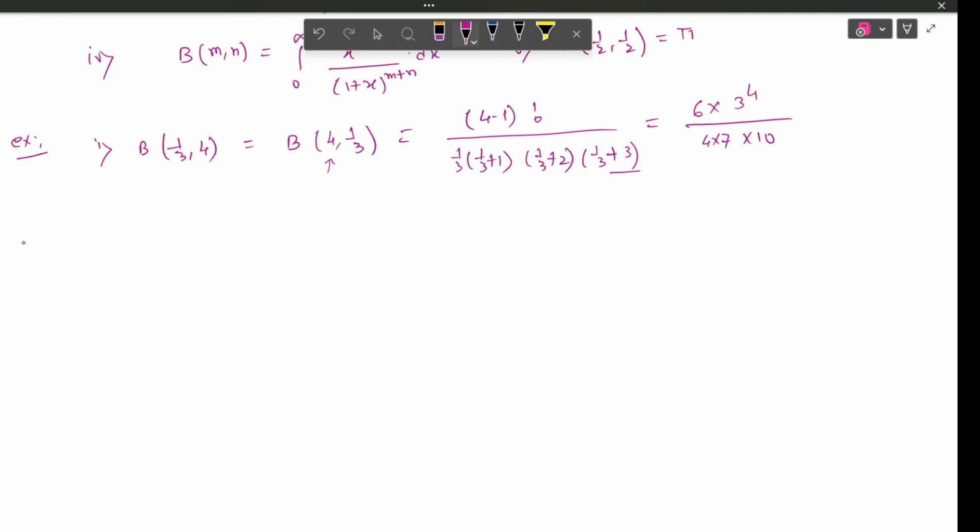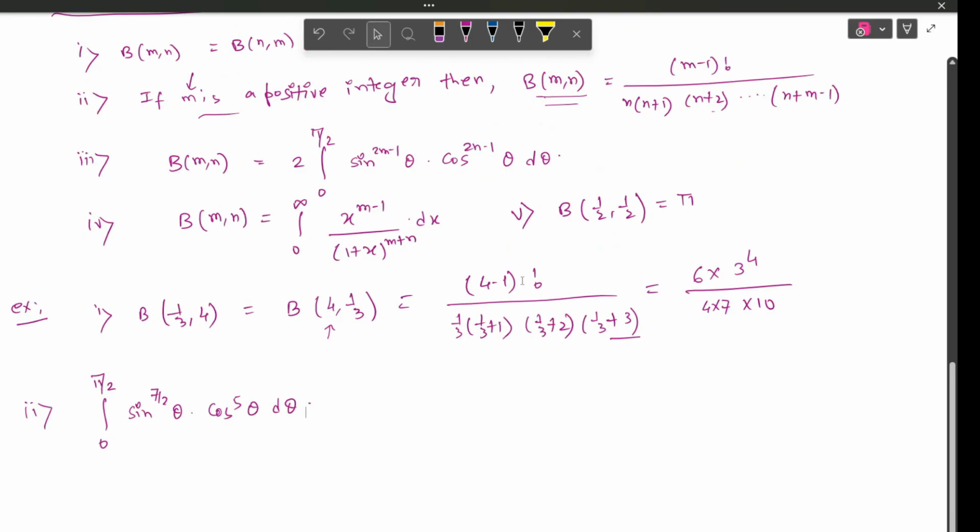Now let's see our second example. Let us say we have to calculate the integration from 0 to pi by 2 of sine to the power 7 by 2 theta cos to the power 5 theta d theta, right? So in this form we can clearly see that this is in the format 3, that is twice integration 0 to pi by 2 sine to the power 2m minus 1 theta cos to the power 2n minus 1 theta d theta.